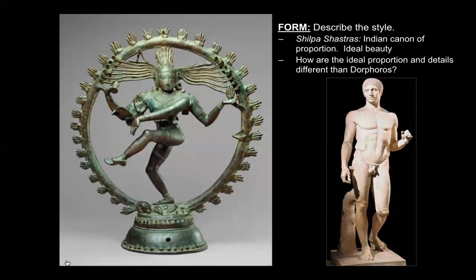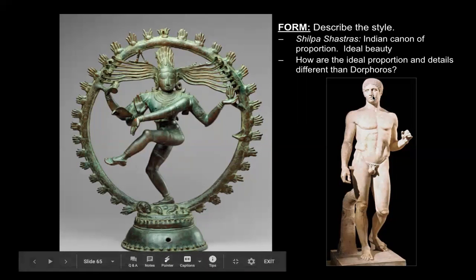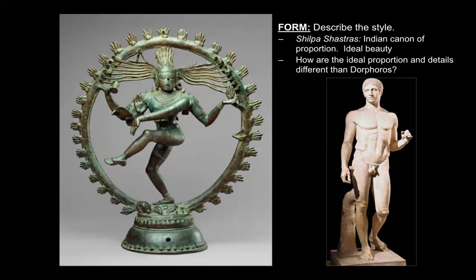right? So the form of this one, would you characterize it as being super realistic? No, it's definitely stylized. However, this one is also built on a canon of proportion. So just like the Doryphoros, where there was a system of canon of proportion, this one also has that, where the head is a certain size, the proportions of the different arms, the legs, the body positions are all things that are characteristic of the Shukra Shastra, which is this Indian canon of ideal beauty and proportion.